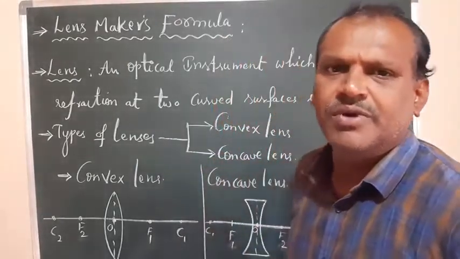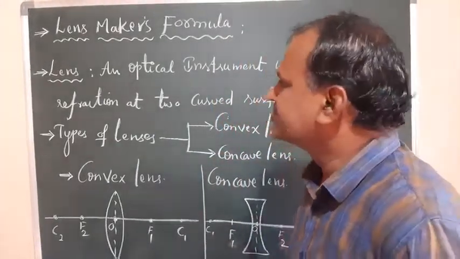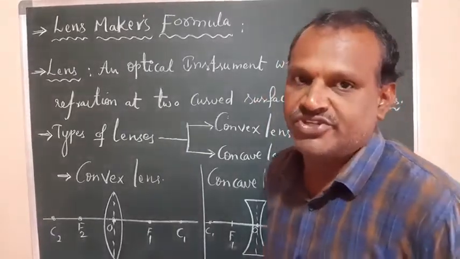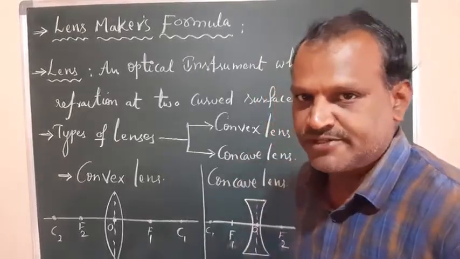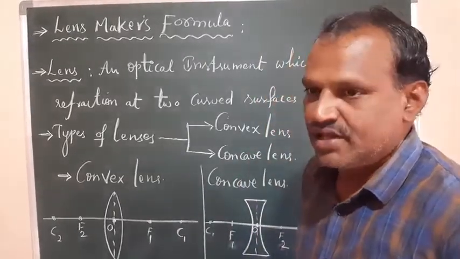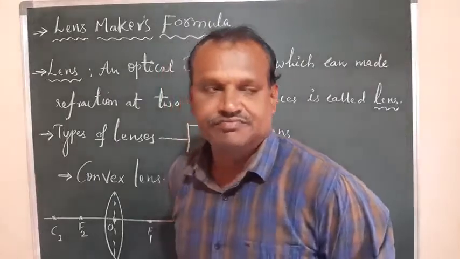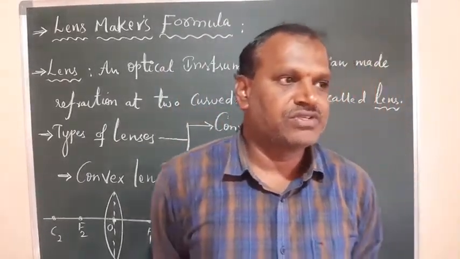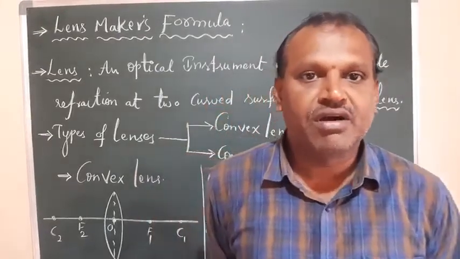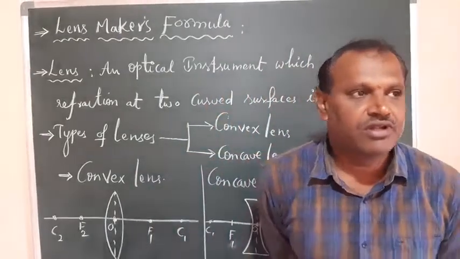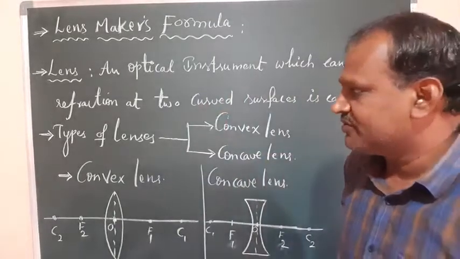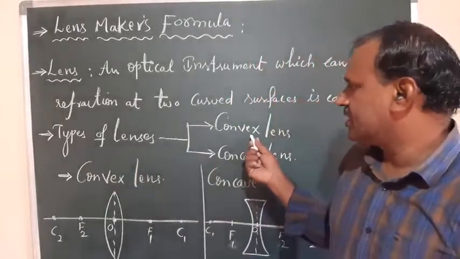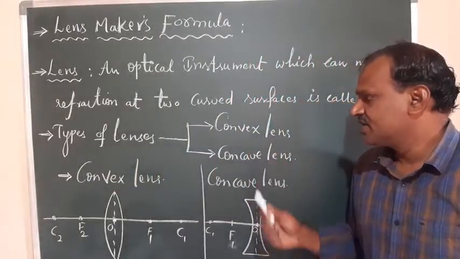It is an optical lens, optical glass, where you can observe that two refractions are made at two curved surfaces. That is called a lens. Based on the construction, based on the lens making, that is, which type of curves we are taking, accordingly we have two types of lenses. That is, the types of lenses we have here. One is the convex lens, another one is the concave lens.